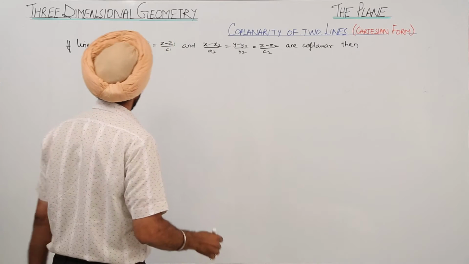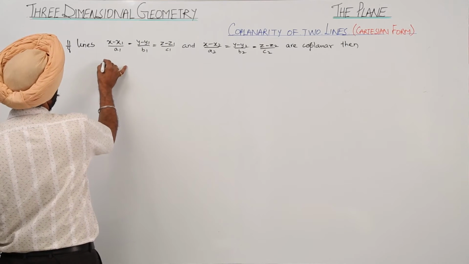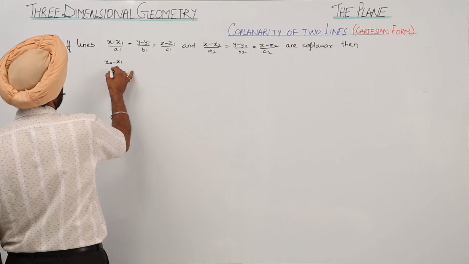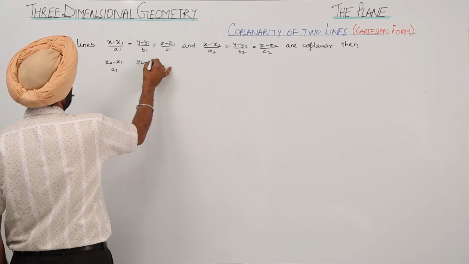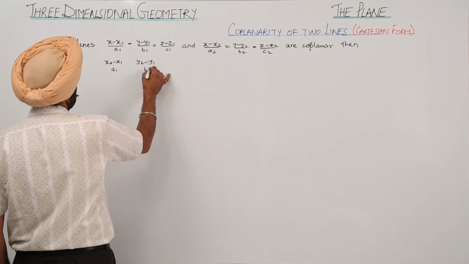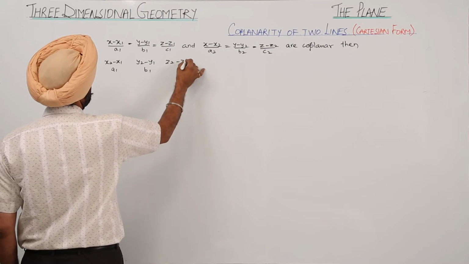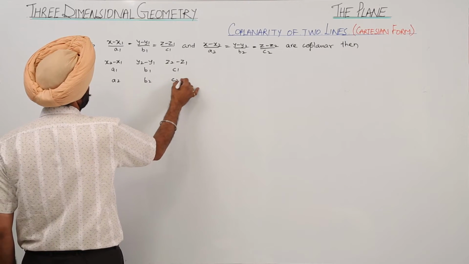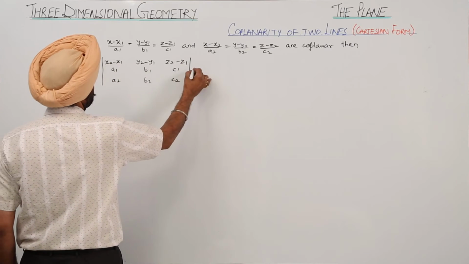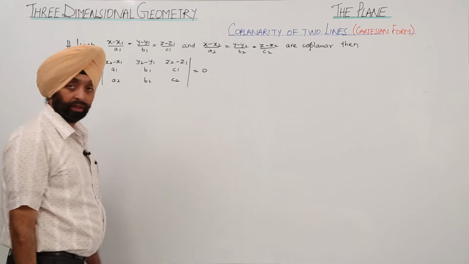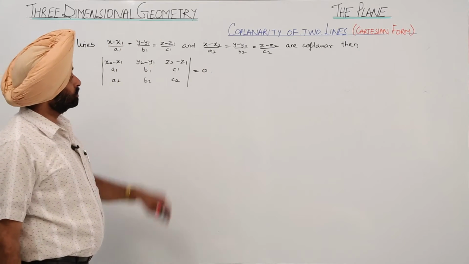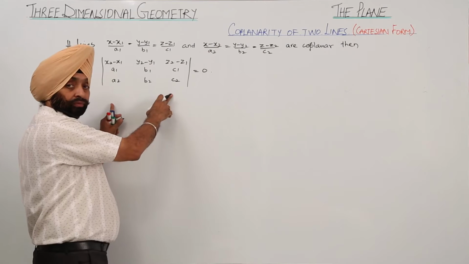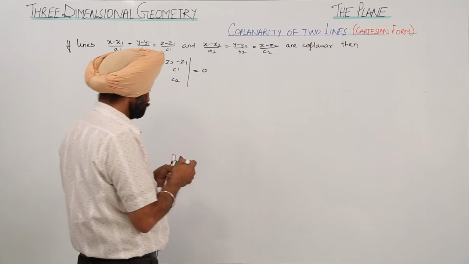we can write the formula as the determinant with rows x2 minus x1, y2 minus y1, z2 minus z1; a1, b1, c1; a2, b2, c2, is equal to 0. Is it clear? If these are the two lines in the Cartesian form, then the lines will be coplanar if the determinant of this is equal to 0.